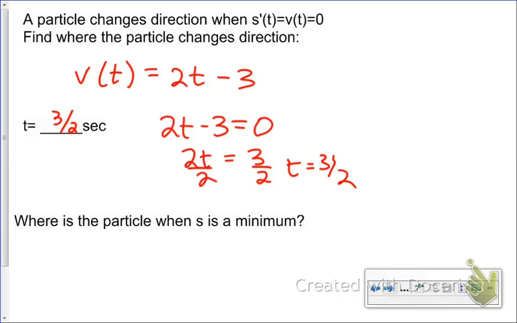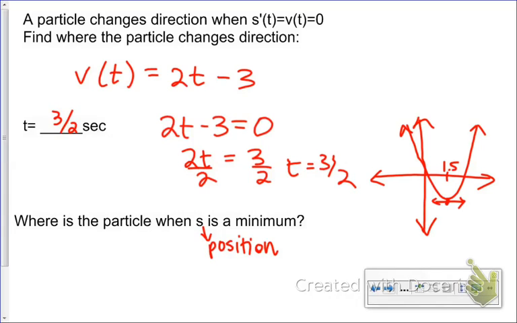Last part of the problem says, where is the particle when s, remember s is position, is a minimum? Why don't you go ahead and graph this? We have the same answer. The 3/2 or 1.5 seconds in this case is where our minimum is on the graph.